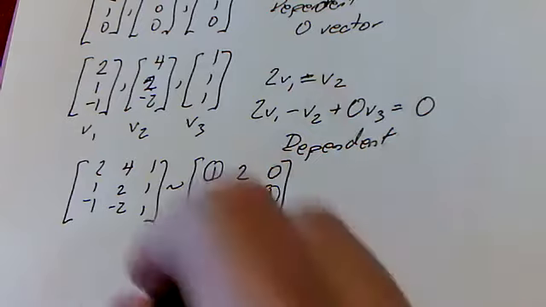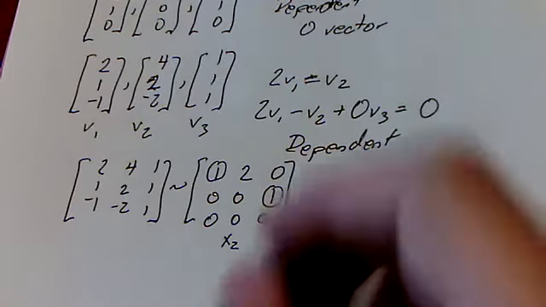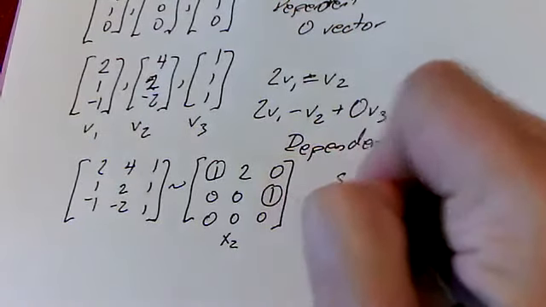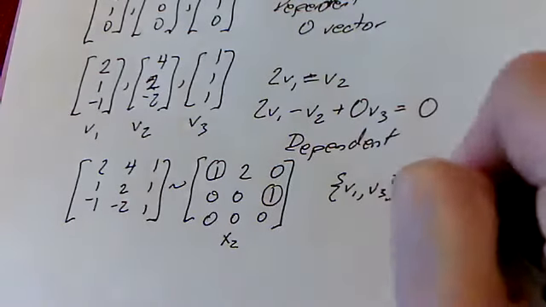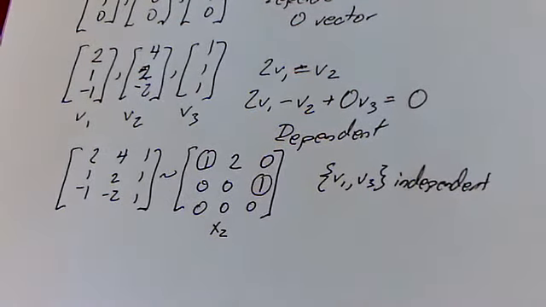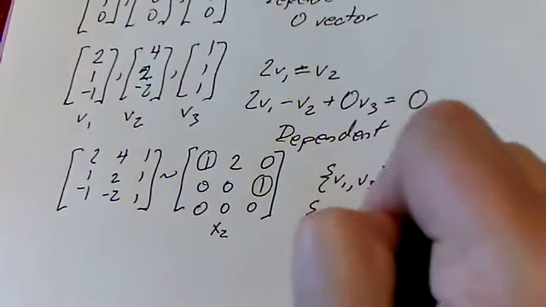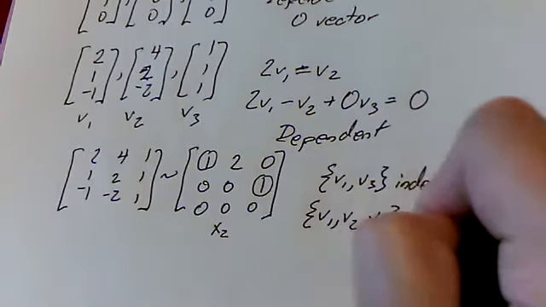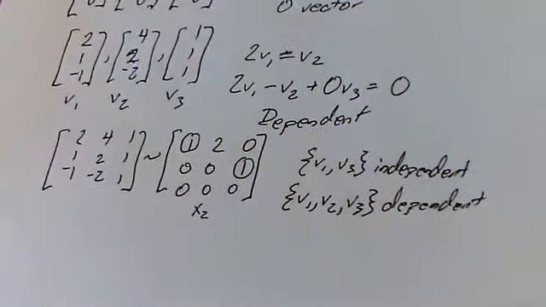So if I just take the two vectors, v1 and v3, v1 and v3 are independent. But v1, v2, and v3 together are dependent.